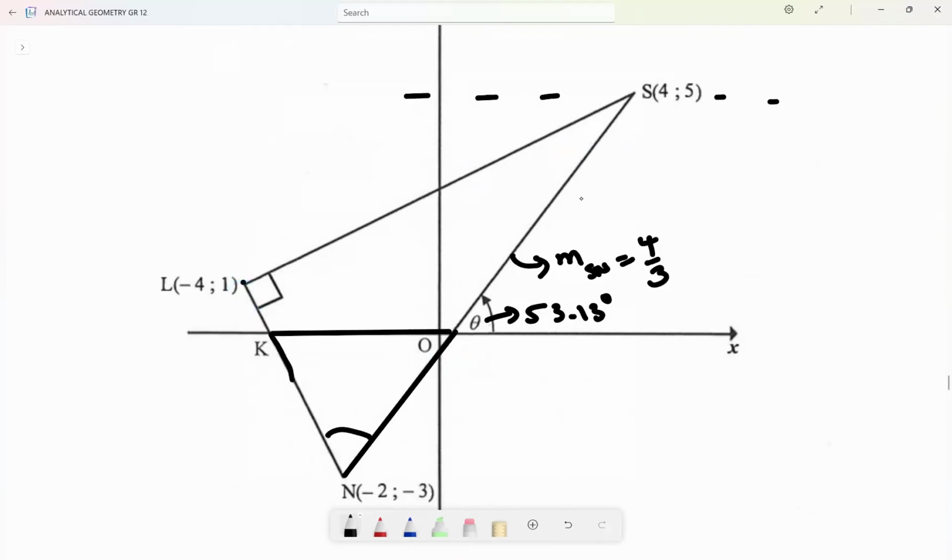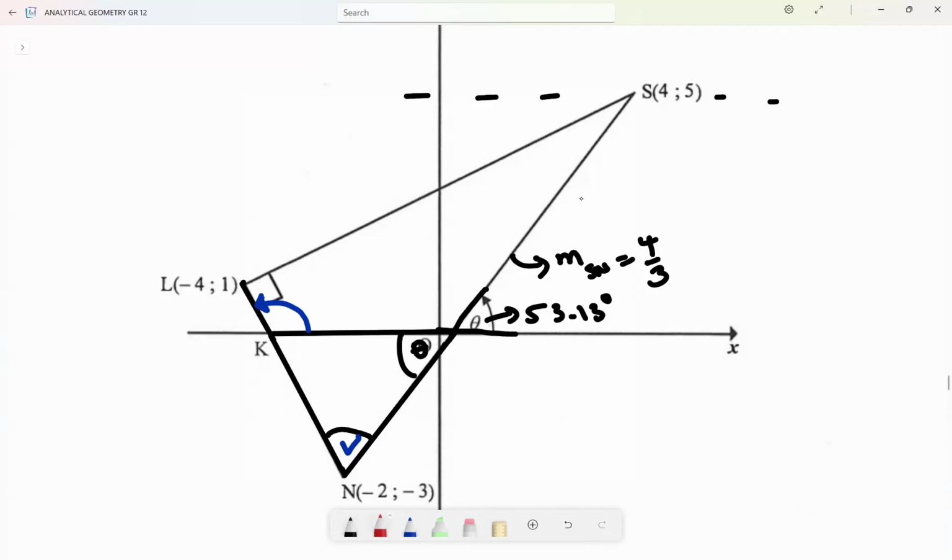Let me try to extend this line, extend it here. Why? Because the angle of inclination between this one and this one, if you do this, is also theta. Why? Because of vertically opposite angles.